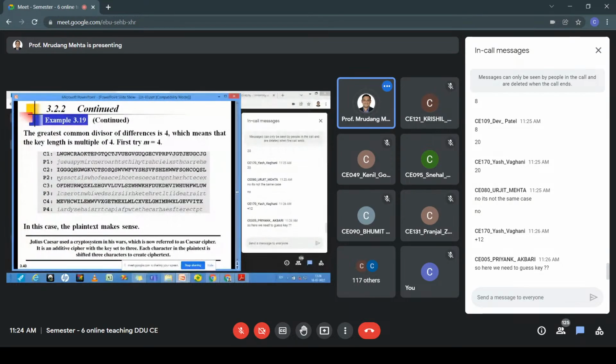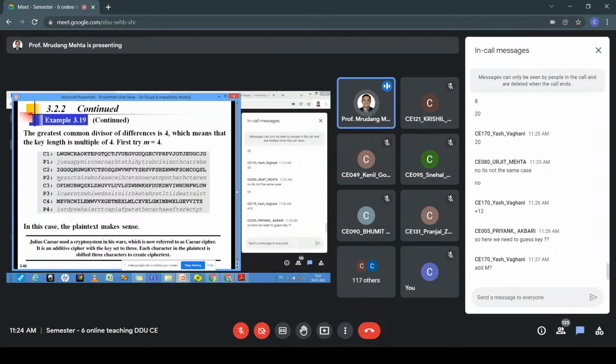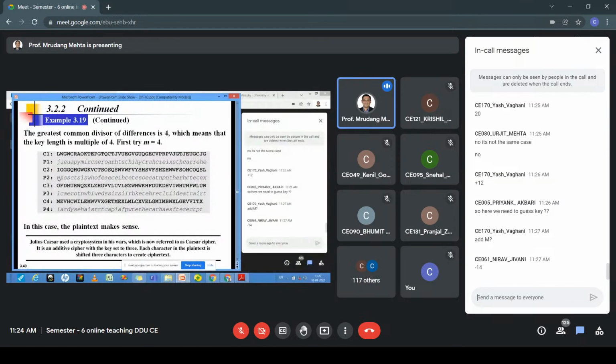Are you getting it? So we need to guess the key. Yes, because it is all about guessing, right? Yes, we are guessing the key. So we will see in this particular example, the answer is shown. That is why we are performing this difference.